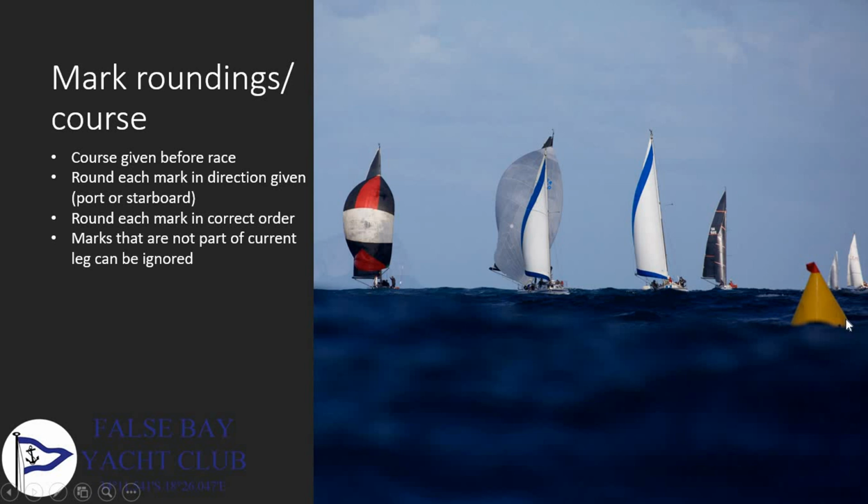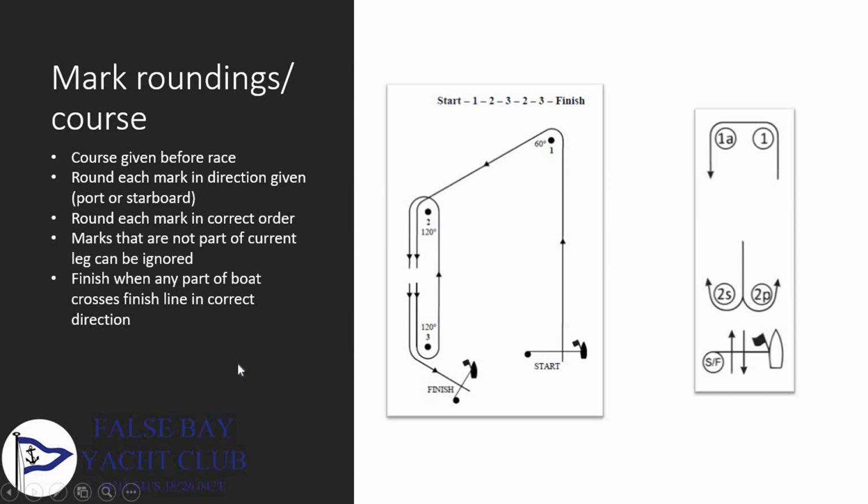Okay, and then after you've rounded all the marks in the right order, you finish, normally between the bridge boat and the pin again. Here's an example from sailing instructions of some courses that might be given. So let's look at this one first. Here it says start, and here's the start line with the bridge boat, and they've put the little flag there to show it's the bridge boat. And here's the pin.